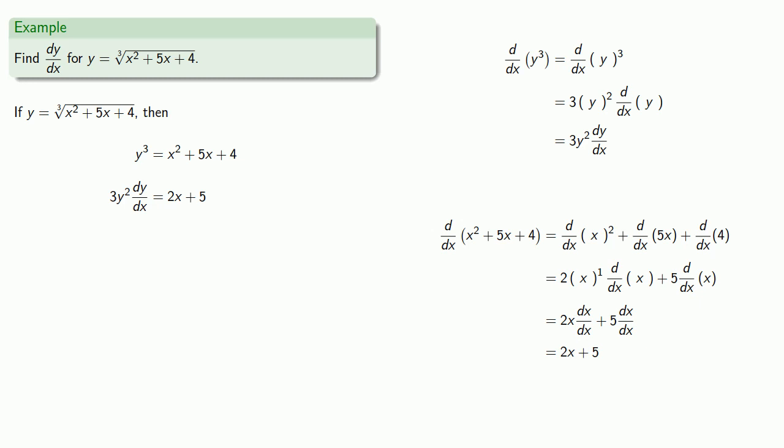And since I want to find dy/dx, I'll solve by dividing by 3y squared. And while we could leave the derivative in the form 2x plus 5 over 3y squared, a good rule is to answer the question in the same dialect it was asked in. And what that means in this particular case is that since we're given the function as a function of x only, our derivative should also be expressed as a function of x only. And so we know what y is equal to, so we'll substitute that in to get our final expression.